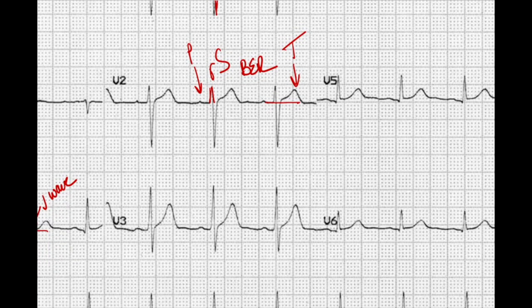Moving to V3, we see now we definitely have a predominant R wave, almost isoelectric. We have a positive P wave, a little bit of ST depression, or elevation rather, so that J point right there, and we have some positive T waves.